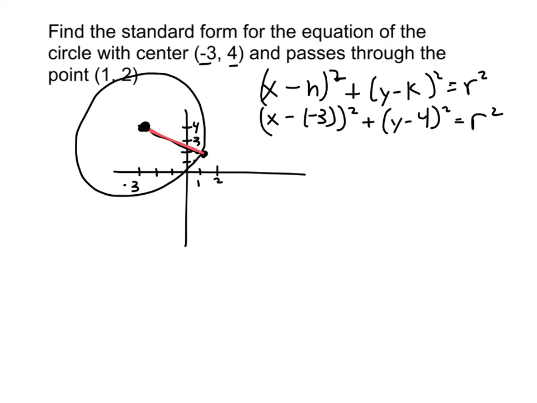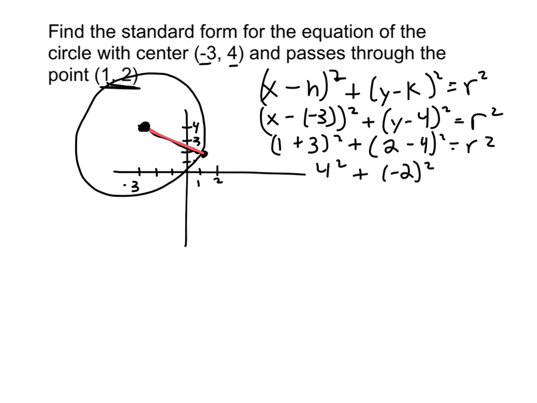In order to solve for r squared, I'm going to plug in the one point that I do know, and then I'll be able to find r squared. I'm going to plug in 1 for x, so negative and negative makes a positive. Then I'm going to plug in 2 for y, because the point I know is 1, 2. Then I'll have 4 squared plus negative 2 squared equals r squared. 4 squared is 16, negative 2 squared is 4, so 20 equals r squared.